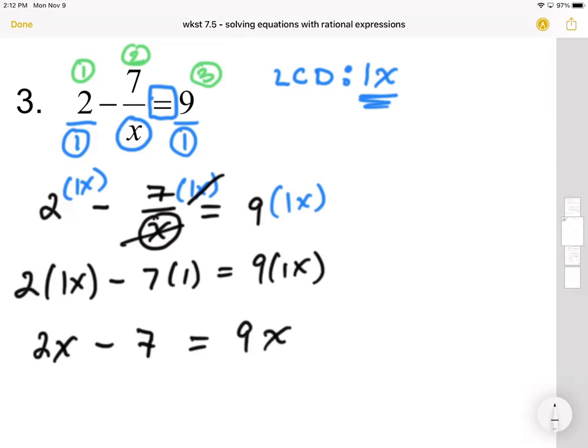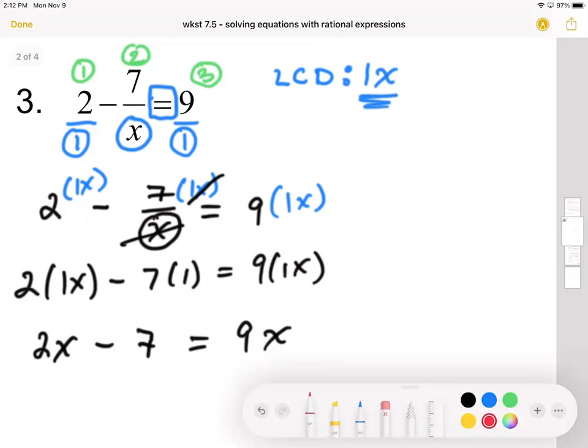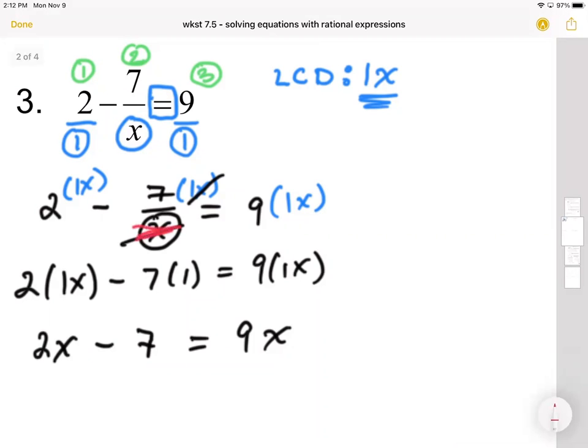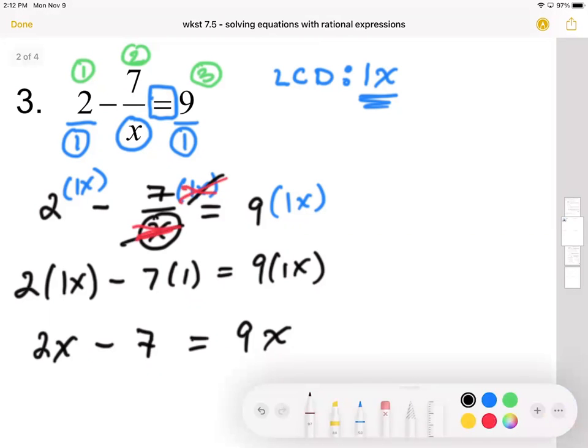So if you look at this, once we find the LCD, we just insert the LCD to every single numerator we have, which in this case is 3 of them. And our goal, as I mentioned to you guys, is for the denominator to disappear. If the denominator does not disappear, we did something wrong. So once we have this, now what do we do?